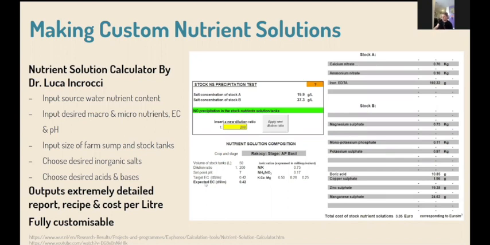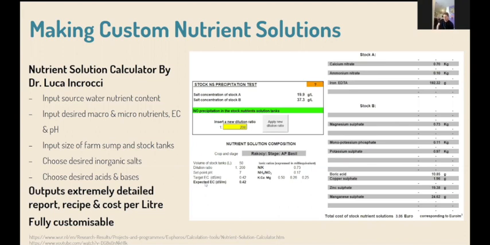Those elements don't exist out in the real world. You have to get inorganic salts, which usually contain one or two of them. If you wanted a source of nitrate, you have ammonium nitrate, potassium nitrate, calcium nitrate, and it's quite difficult to balance all of these in your head or in an Excel spreadsheet. So this custom calculator is the best thing I've ever used. It's the nutrient solution calculator by Dr.